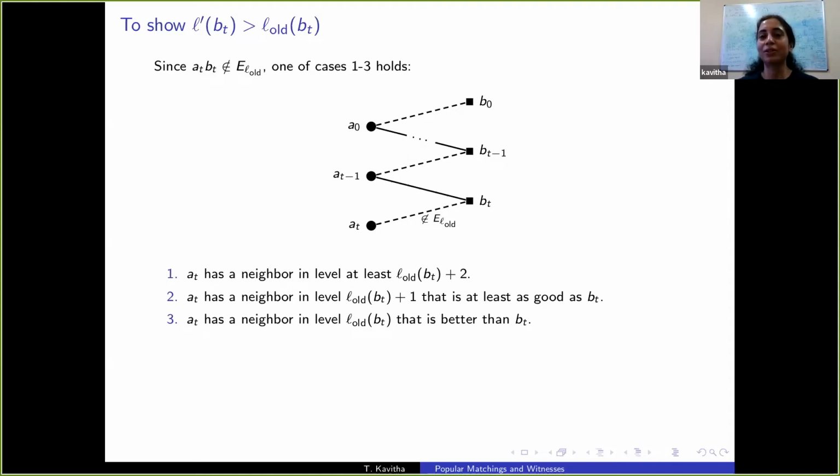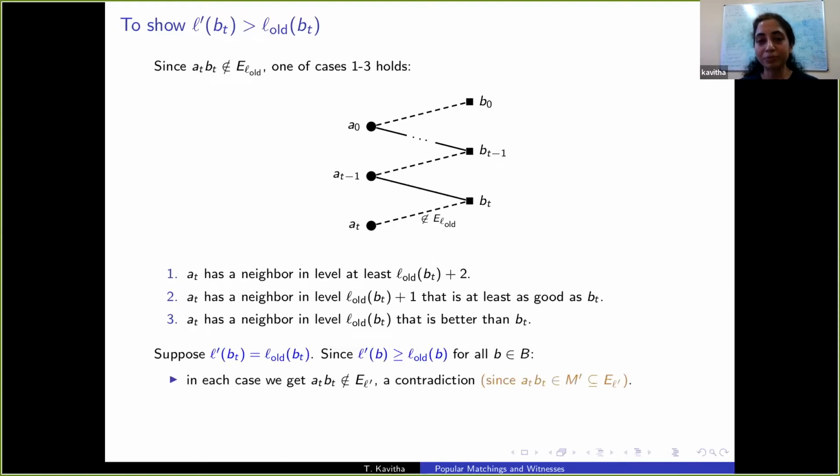So that's the definition of the graph G sub L old. If an edge is not present, it's because there is a neighbor at least 2 levels or even higher, or there is a neighbor 1 level higher that's at least as good as this object, or there is a neighbor in the same level that is even better.